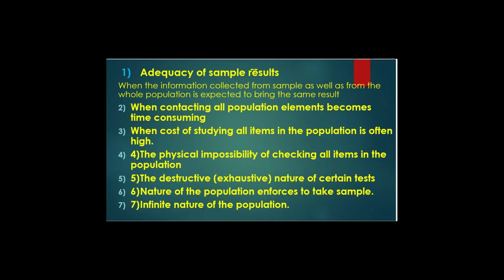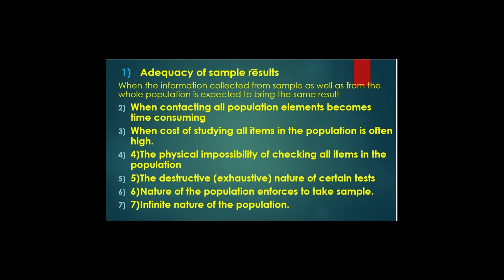5. The destructive, exhaustive nature of certain tests. If all food products of a company, X Abraham Food Complex products, are tested for quality, there would be no product remaining for sale. Blood tests and urine tests in hospitals are also good examples. So, to ensure that the product meets minimum standards, a small sample is selected.